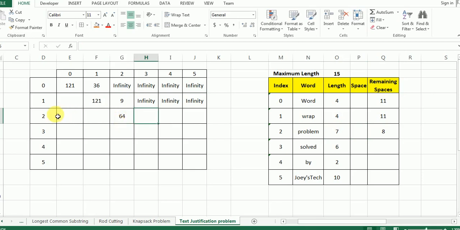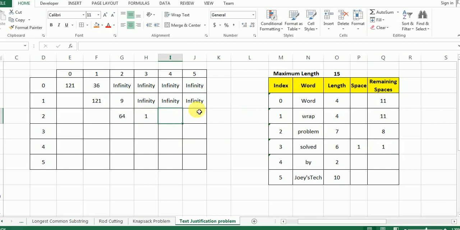Moving on to the next cell from 2 to 3, we are going to get the value as 13, and with one space it is going to become 14, and the remaining spaces is going to be 1. So the square of 1 is 1, hence I am going to place 1 over here.